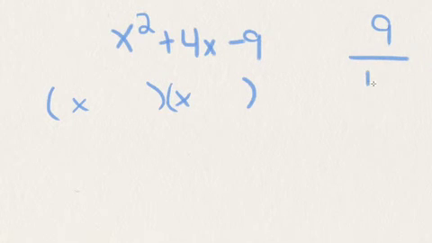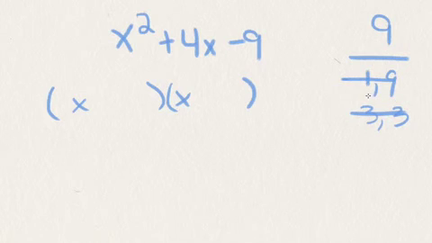Factors that give us 9 is 1 and 9, 3 and 3. Now we're going to look for that middle term, the 4. Is there any way we can get to 4 from any of these? 1 and 9, we can get down to 8. 3 and 3, we can get to 0 or 6. And it just doesn't work.